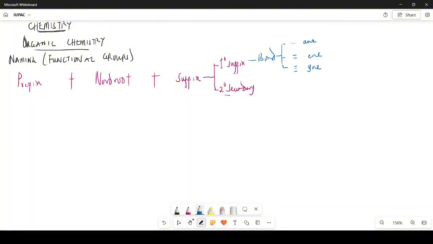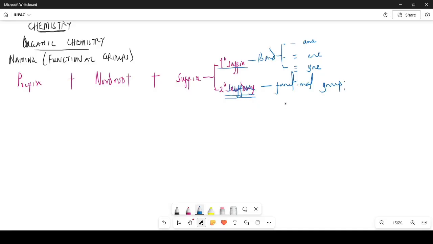Perfect. But for the secondary suffix, you identify it by the functional group present. For the primary suffix, it is identified by the bond present. But for the secondary suffix, you identify it simply by the functional group. And recall from our previous class, we've already discussed functional groups. We said a functional group is just a group of atoms attached to a compound, and it determines the chemical property of that compound. So what are these functional groups?